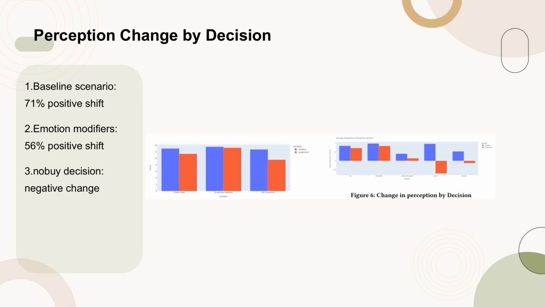Figure 6 illustrates the change in user perception based on different decision outcomes. In the baseline scenario without emotion modifiers, sales agents achieve a 71% positive shift in user perspectives. However, when emotion modifiers are introduced, this positive shift reduces to 56%. Notably, a no-buy decision in the presence of emotion modifiers leads to a negative change in user perspectives, contrasting with the positive change in the baseline scenario.